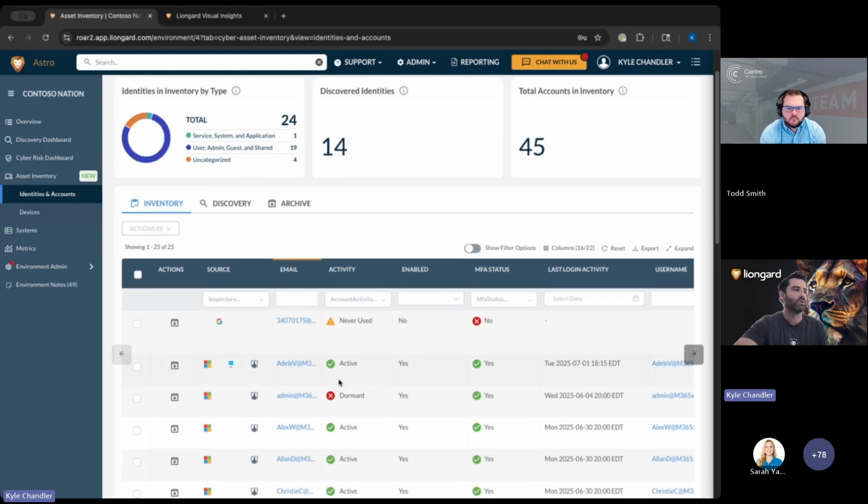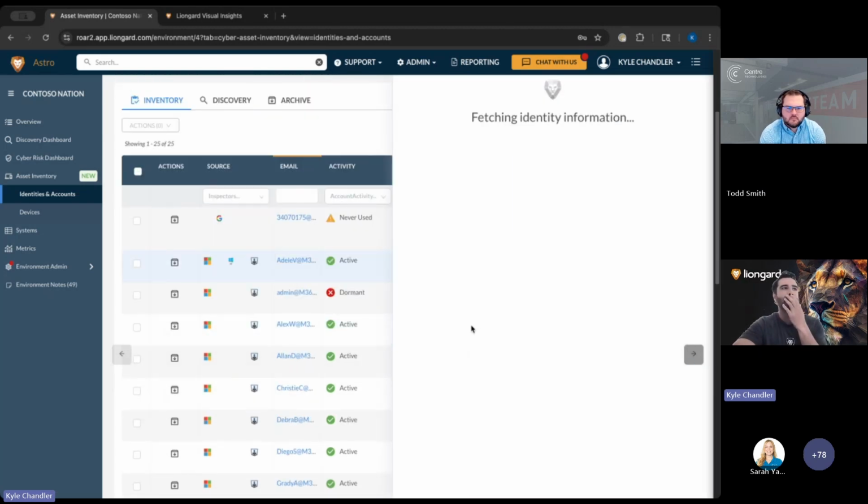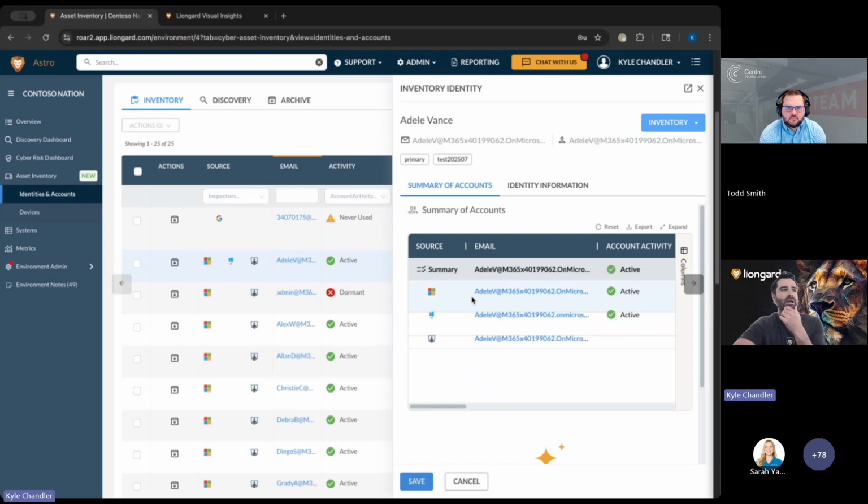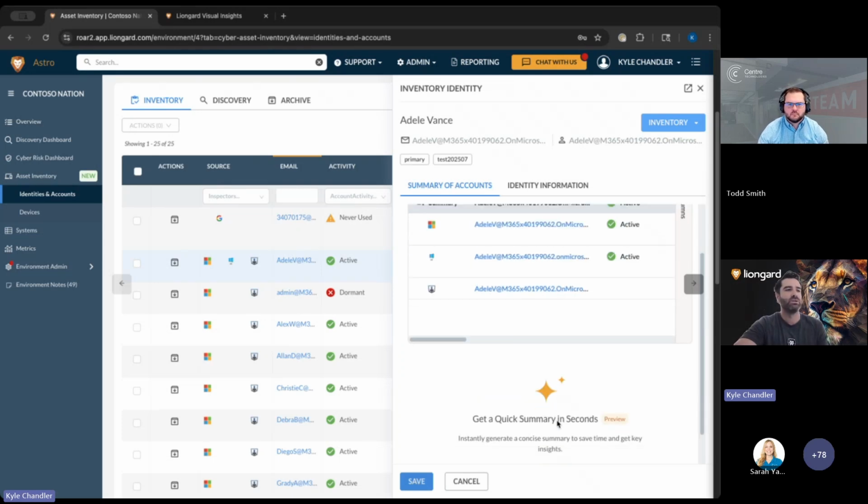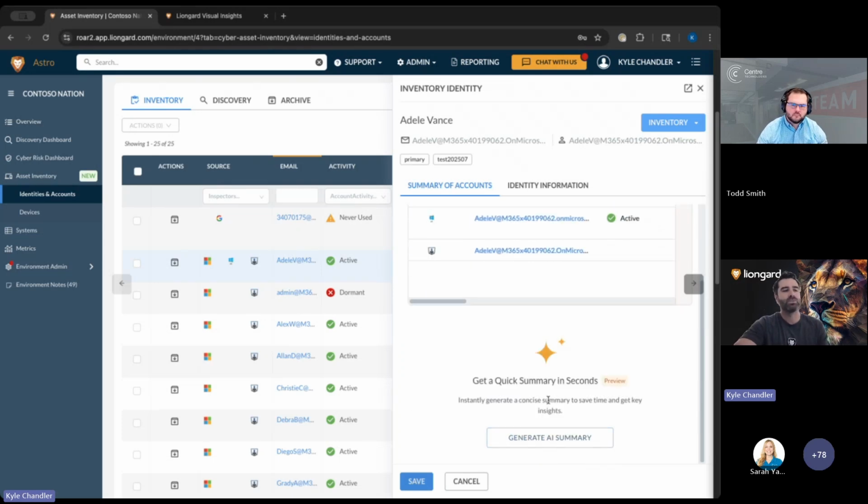If you drill into an identity like Adele, you'll be able to see the sources that we're pulling that identity from, AD, 365, and dark web monitoring to see if she was involved in any breaches. It's got the identity information. You can actually run an AI-based summary on that specific identity. What we're able to do in perpetuity with MSPs is give an easy to view executive summary on that specific user.